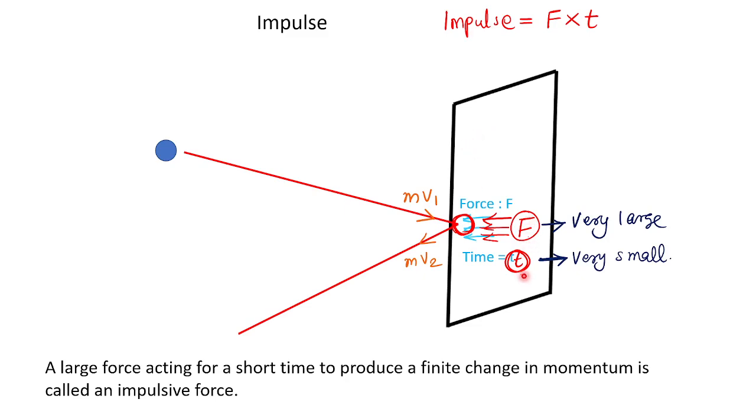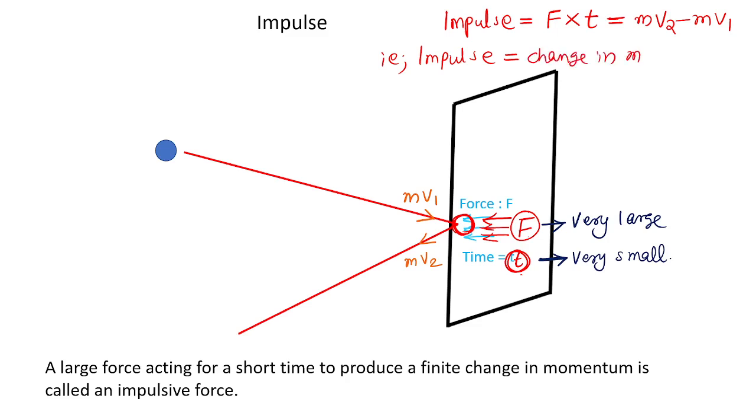Impulse is equal to force into time. F is the very large force, T is a very small time, but their product will be some finite number. So force into time, I am going to define as a new term, impulse, without any proof. There are a lot of questions based on that. It is equal to mv2 minus mv1. Let me conclude: impulse is F into T. Impulse is equal to mv2 minus mv1, which is the change in momentum.